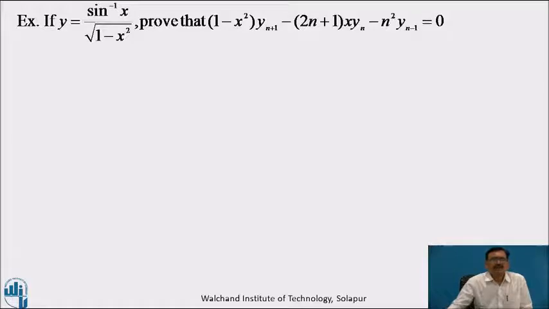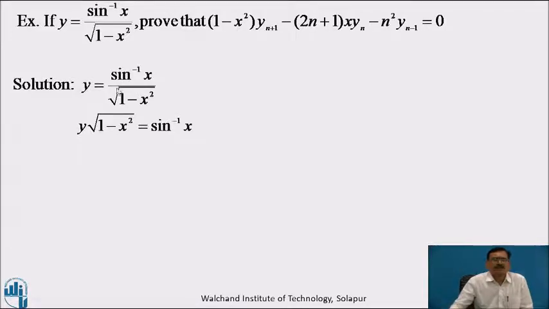Now we will see one more example. If y equal to sine inverse of x divided by square root of 1 minus x square, then prove that (1 minus x square) y suffix n plus 2 minus (2n plus 1) x y suffix n plus 1 minus n square y suffix n equal to 0. Now here we cannot write the n derivative of the given function. First of all, we have to differentiate once and then we have to write the n derivative.